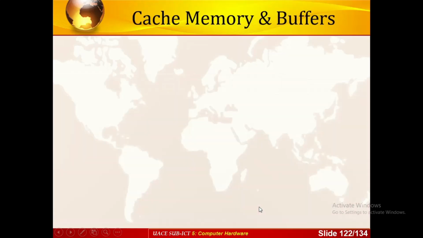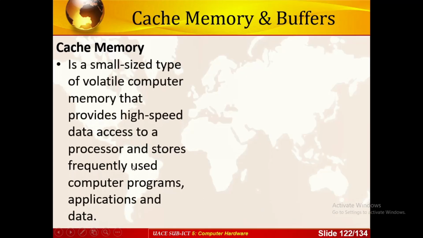That's what it means. Then we have cache memory, which is a small type of volatile computer memory that provides high-speed data access to a processor and stores frequently used computer programs and applications. So as we are done with using any kind of program, it is stored in what's called cache memory.